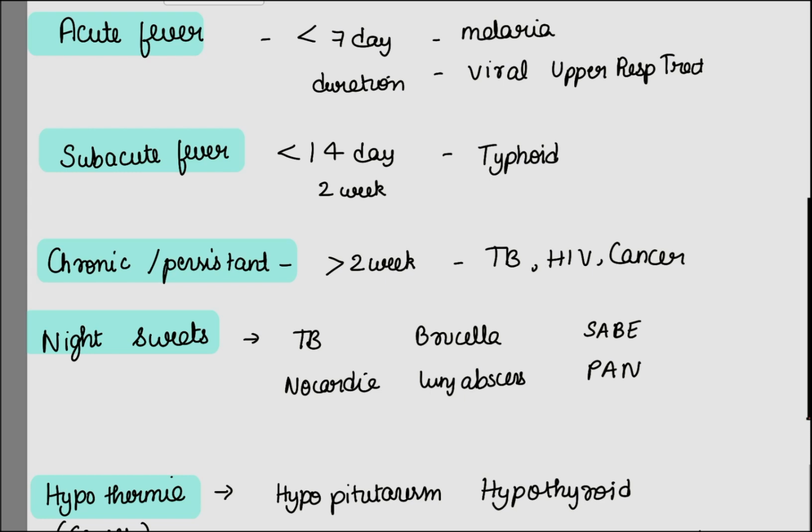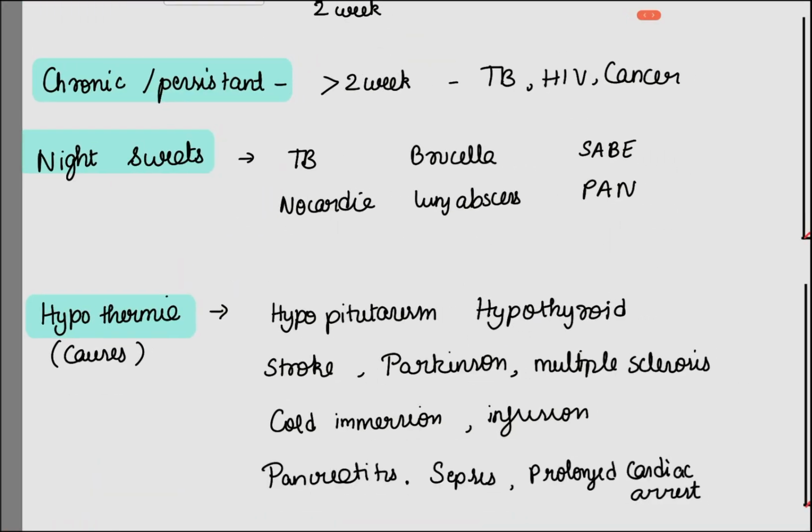Then we look at night sweats. Usually we see them in TB, brucella, subacute bacterial endocarditis, nocardia, lung abscess, and arteritis nodosa. Then hypothermia, anything which is less than 36 degrees Celsius or less than 95 degrees Fahrenheit. The causes include hypopituitarism, hypothyroid, stroke, Parkinson, multiple sclerosis, cold immersion, cold infusion, pancreatitis, sepsis, prolonged cardiac arrest.